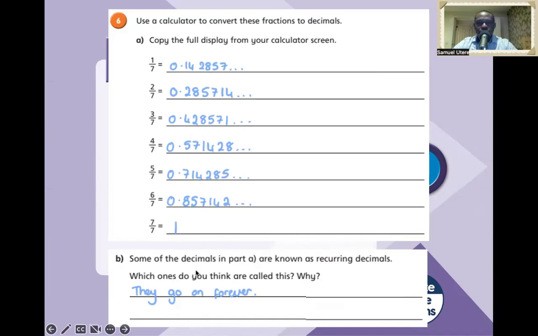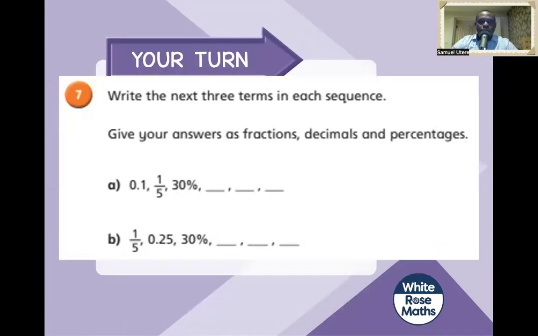And next you were asked, some of the decimals in part A are known as recurring decimals. Which ones do you think are called these and why? Yeah, so they go on forever. They repeat. And you can see some of them are recurring decimals. Pause the video and answer question 7 in 2 minutes. Assuming you've paused the video and you've answered question 7, here are the answers. Let's discuss them.